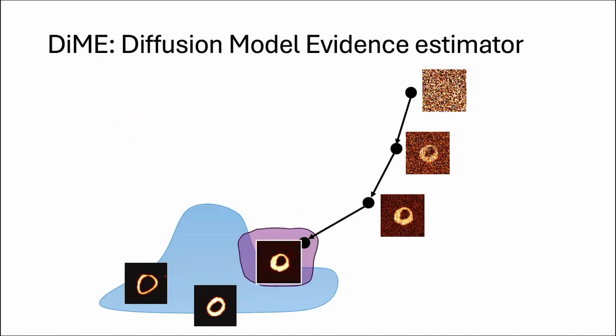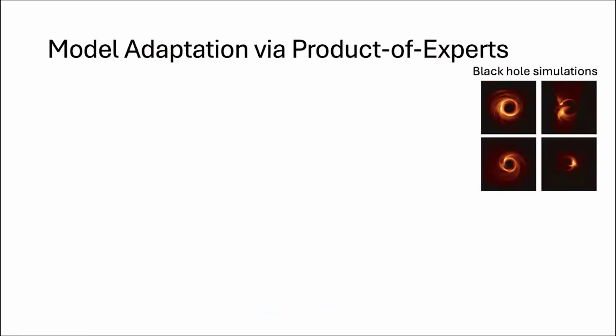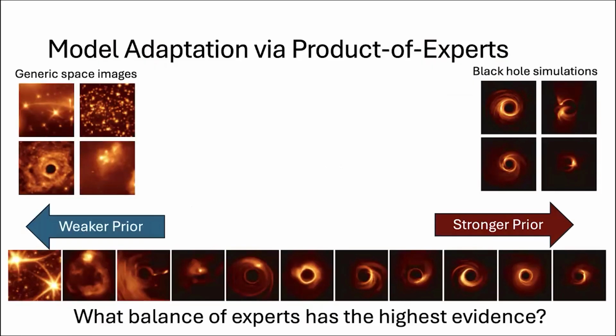Computing the evidence is challenging for diffusion-based priors, but we introduce an estimator, DIME, that overcomes this difficulty. DIME identifies the best diffusion prior within a discrete set of candidates. However, all candidate priors may still be mismatched to the true data distribution. Therefore, we also propose a method for adapting a diffusion prior by combining it with weaker general priors as a product of experts. And this balance can be tuned with a single measurement by computing the evidence. Come by our poster to learn more and to see what our method reveals about black hole physics.